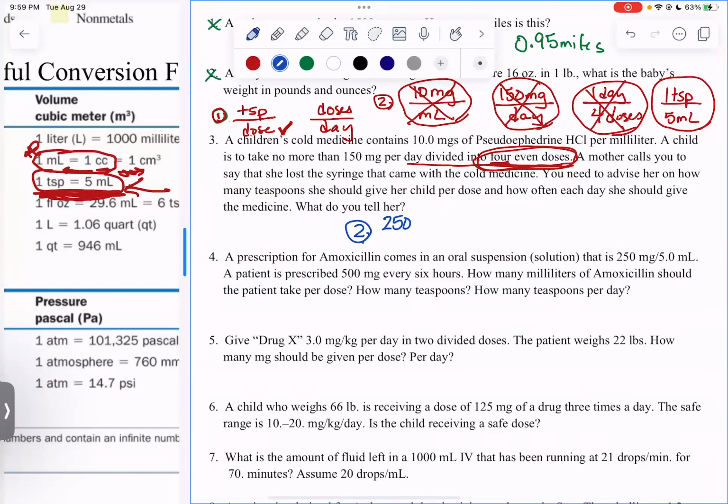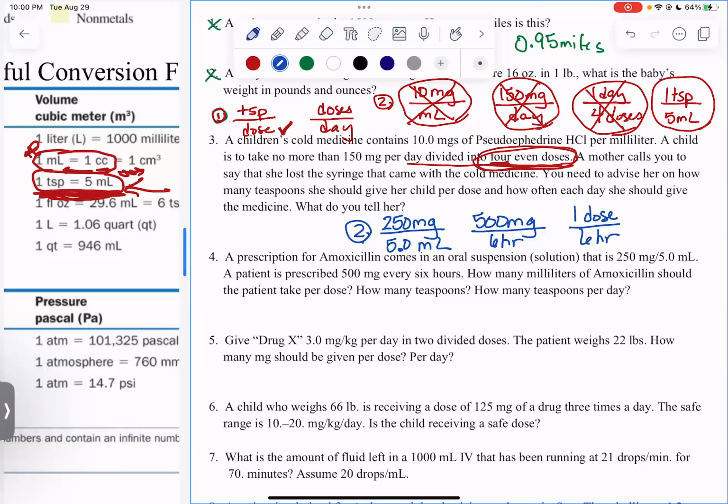Okay. So a prescription for amoxicillin comes in an oral suspension, a solution that is. Sometimes I cheat and start putting the things that I know as I read it. But I have 250 milligrams per 5.0 milliliters. So we have that oral suspension of our medicine, and the patient is prescribed 500 milligrams every 6 hours. What that also tells me is my dosage, right? How many hours are in a dose? So I know in 1 dose, that is 6 hours. So it's just another piece of information that I know.